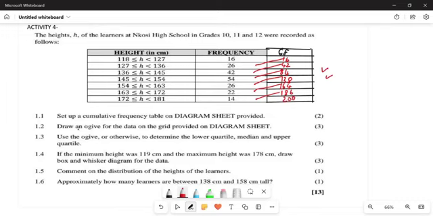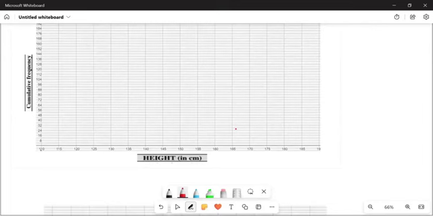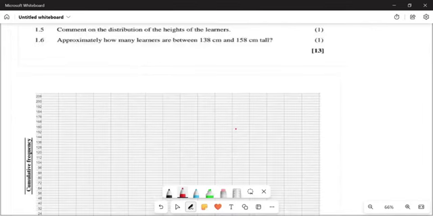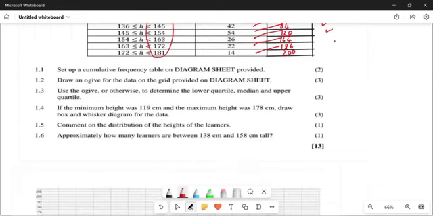The second question says, draw an ogive for the data on the grid provided. So here's our grid. I'm supposed to draw the ogive on the grid provided. So let's come up with the coordinates of the ogive. We said we take the upper class boundaries, and they go with the cumulative frequency. Let's write the first one.